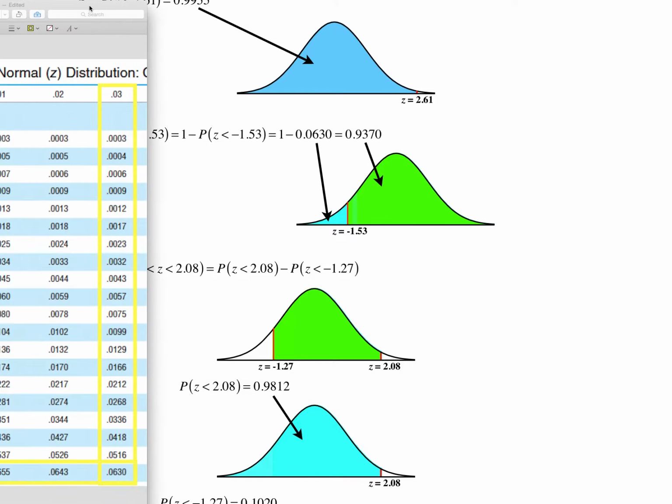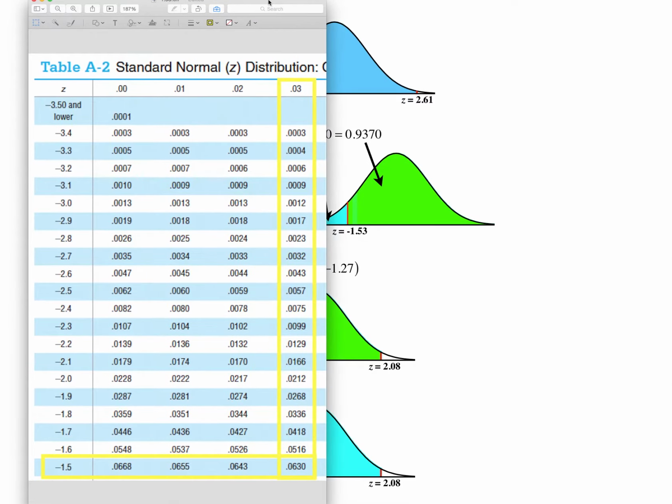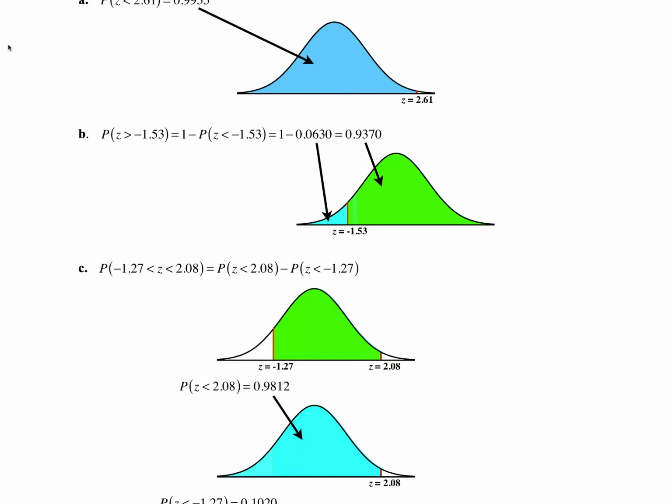I go to the table of z-scores again, the left column, negative 1.5, and the third column here is 3 in the hundredths place. So this area, 0.0630, is the area under the curve to the left of negative 1.53. And so that's the area right there that we subtract from 1 to get this area, the green area, to the right.